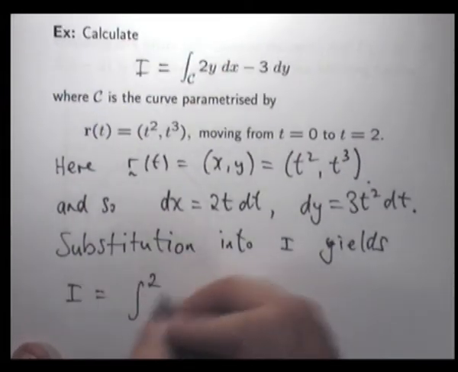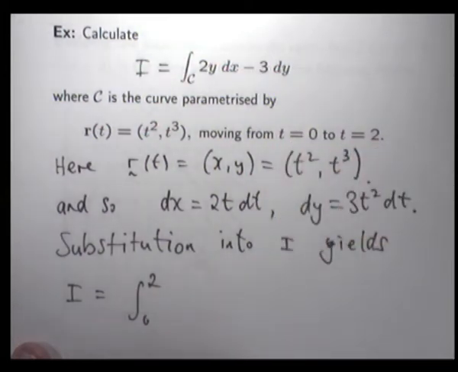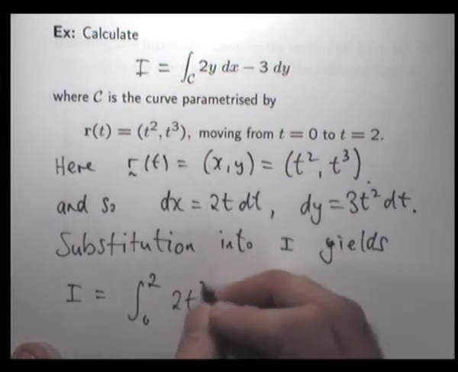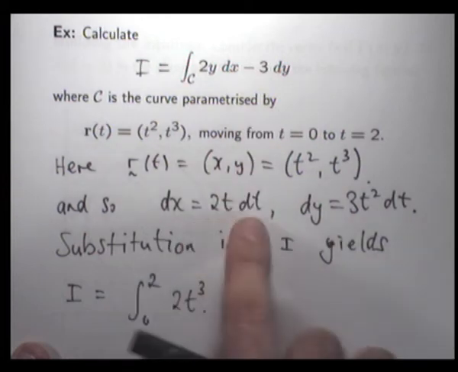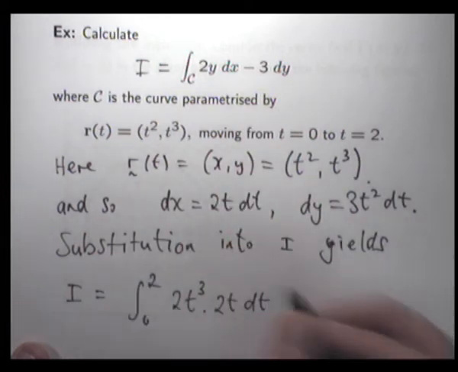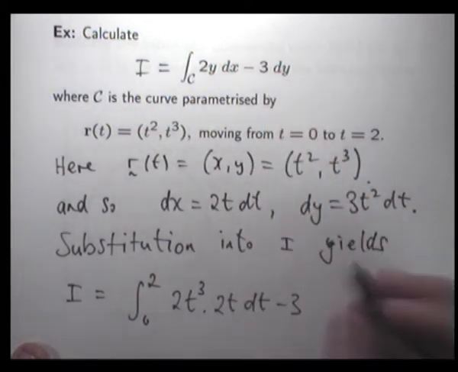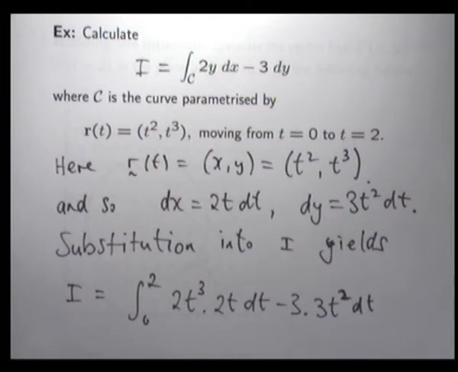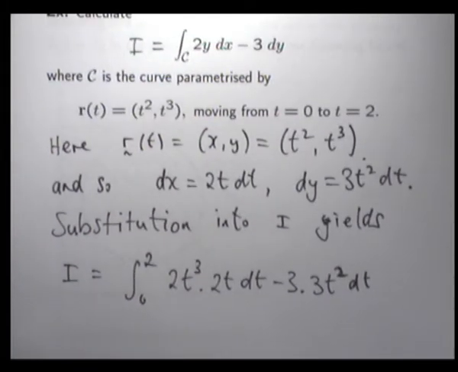So I'm going to be integrating from 0 to 2. I'm going to replace the 2y with 2 times t cubed. I'm going to replace the dx with 2t dt. Minus 3, I'll just leave that alone. dy is going to be replaced with 3t squared dt. Now, I've got 2 dt's floating around there. I'll bring them out to the right-hand side and then simplify.